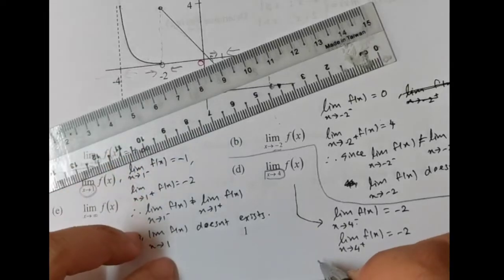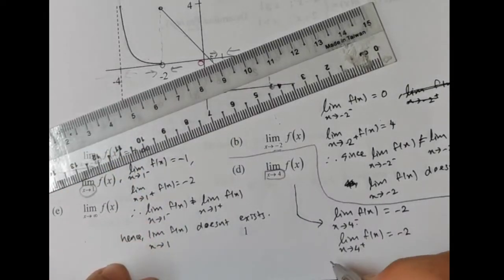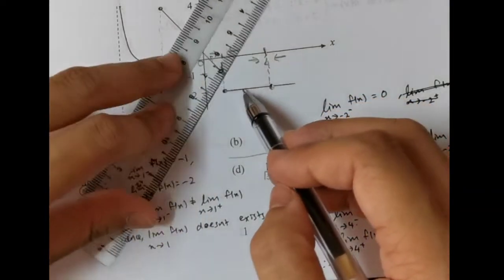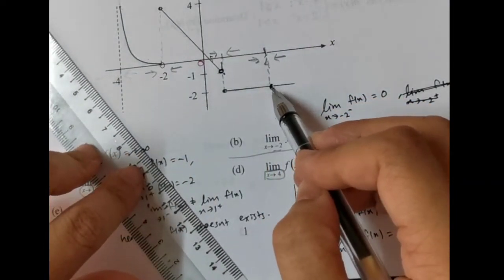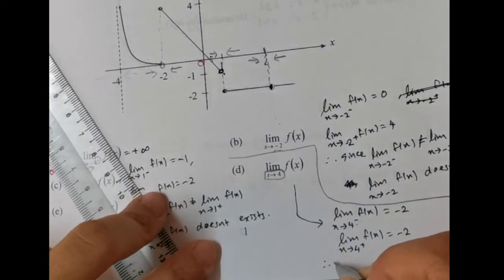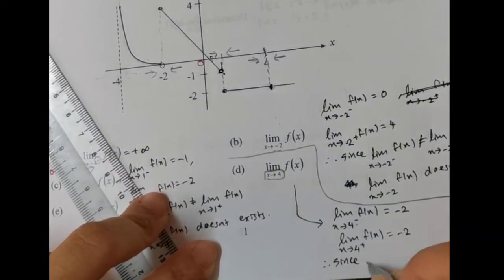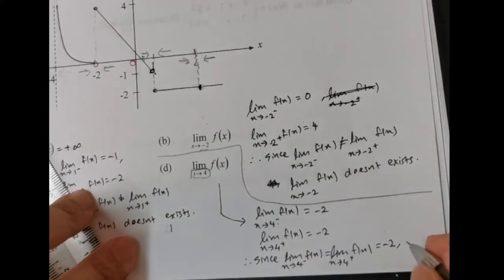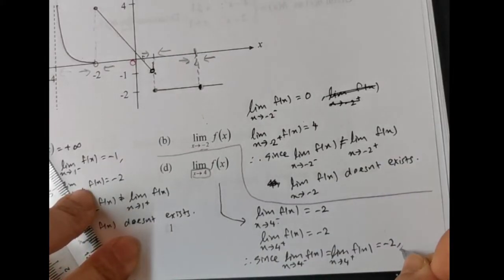So what's our conclusion? Does the limit exist? As you can see, the limit from both the left and right side of x equal to 4 approaches the same value, which is -2. So we can say that since the limit at 4 from the left is equal to the limit from the right side and is equal to -2, then we can state that the limit is -2.